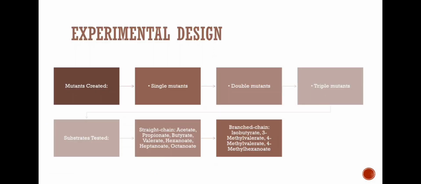So, for the experimental design, the researchers created single mutants, double mutants, and triple mutants. Each enzyme variant was tested against several straight-chain and branched-chain carboxylates. By measuring enzyme activity, they could determine how each mutation affected the substrate specificity.